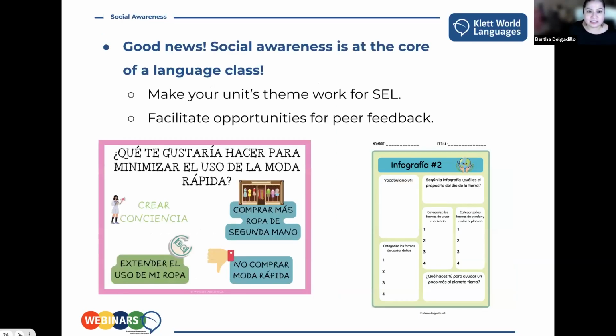And also social awareness, as I mentioned, is at the core of the language class. You can make any unit theme that you already have work. You don't have to go create a new unit. But when you start making new units, think about it: how can I tweak it a little bit to have a couple of social emotional learning moments? And we can also add and facilitate opportunities for feedback.